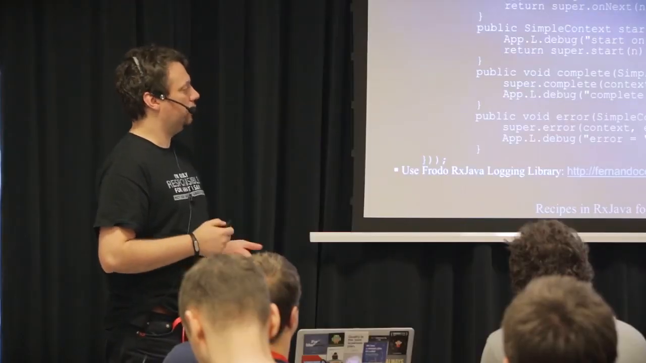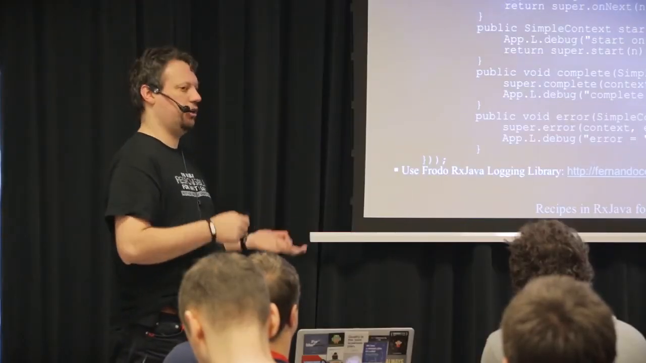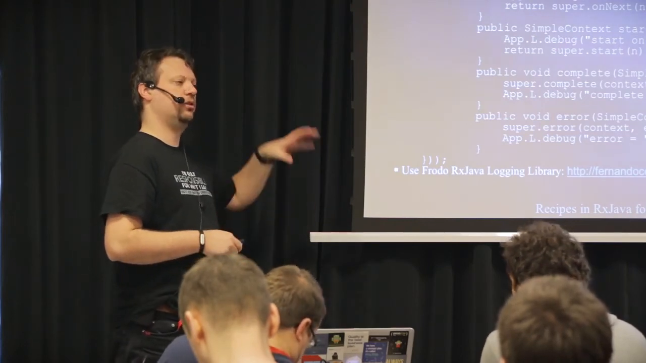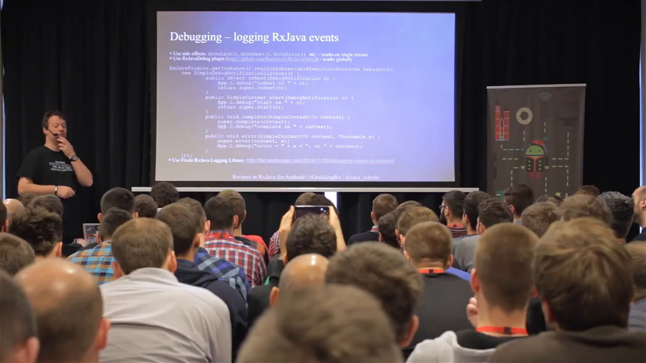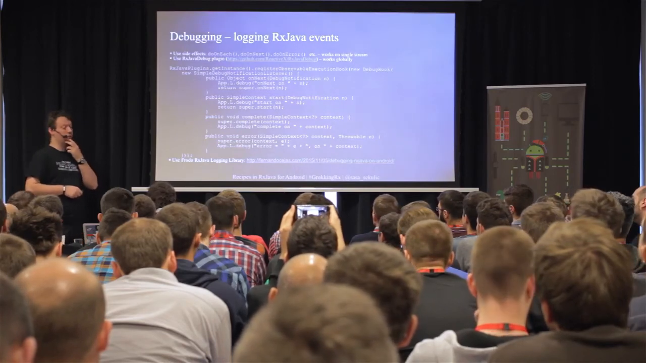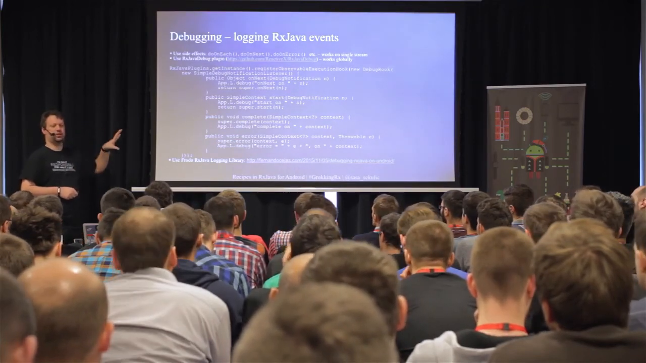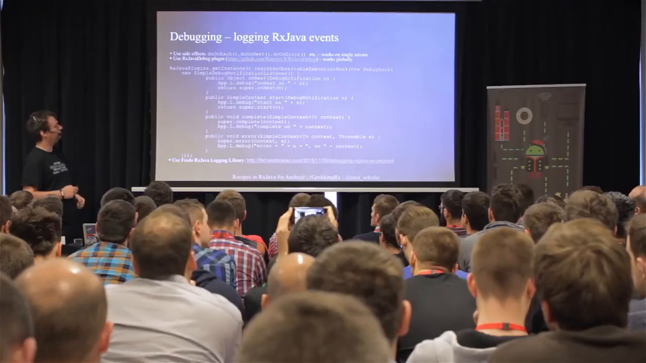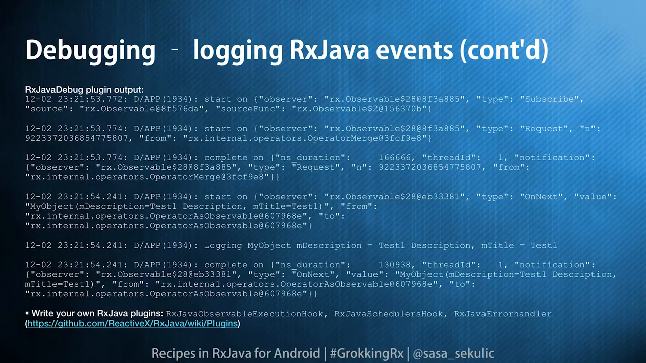So it will be called on next, but you also have start, complete, and error. These are not the observable calls. These are actually the internal RxJava calls. So if you use this in your application, you will see something like this.